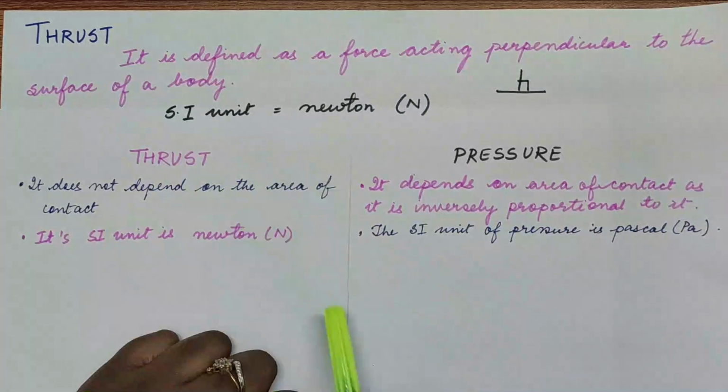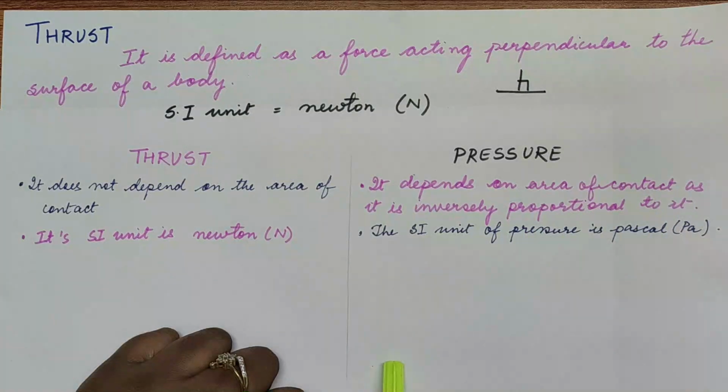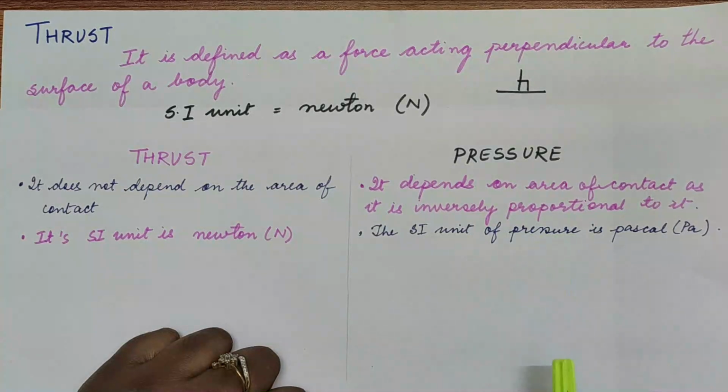Now, how can I differentiate between thrust and pressure? Thrust does not depend upon the area of contact, but pressure, as we saw, depends on the area of contact, and it is inversely proportional, meaning more area, less pressure; less area, more pressure. The SI unit of thrust is Newton, whereas the SI unit of pressure is Pascal.